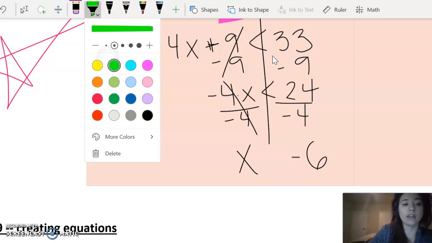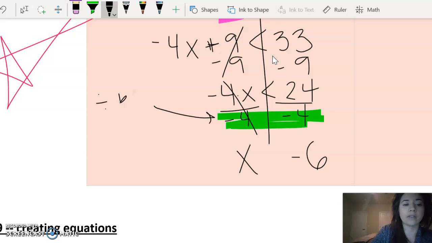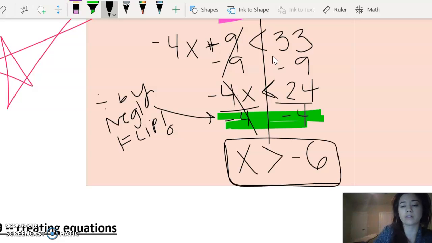But again, right here, this step is super important. We divided by a negative. So we need to flip our sign. So that means we're not going to have a less than sign anymore. We're going to flip it and make it a greater than sign. And now we're done.